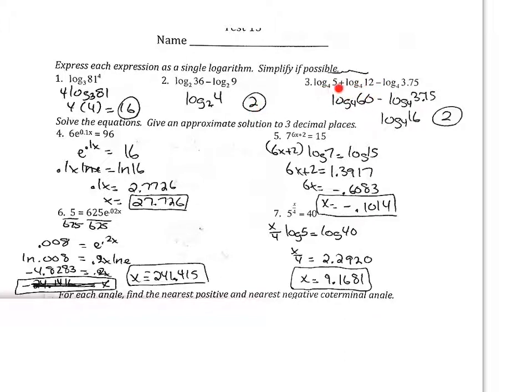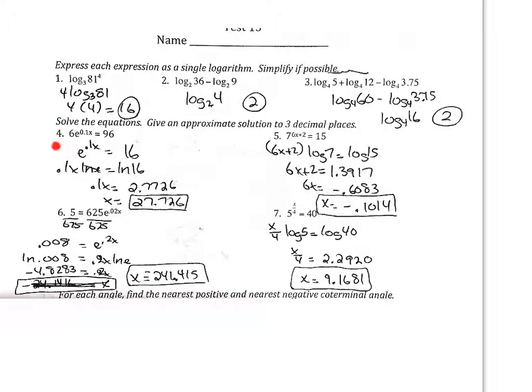Number 3 has 3 things in it. Just start on the left and go to the right. And when you add, you really multiply. 5 times 12 is 60. Then you have a minus sign. Minus means divide. 60 divided by 3.75 is 16. Then do the finger thing. 4 to some power is 16. 4 squared. Don't forget, it says simplify if possible. There's a good chance tomorrow you may do one of these, and you can't simplify it at the end, so you just leave the log in there, and that's okay.